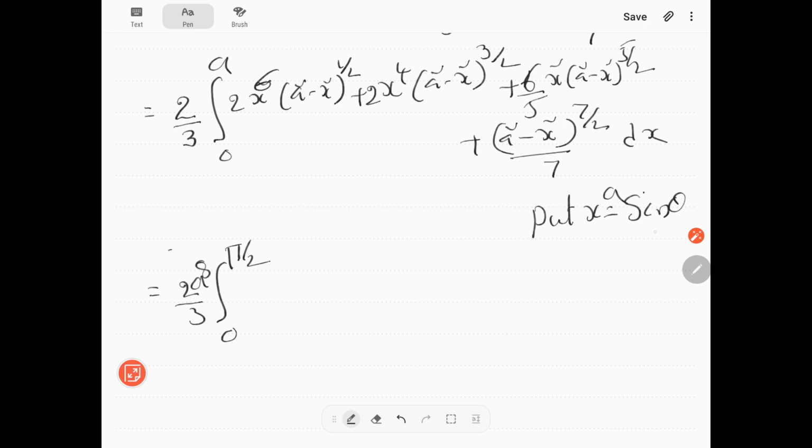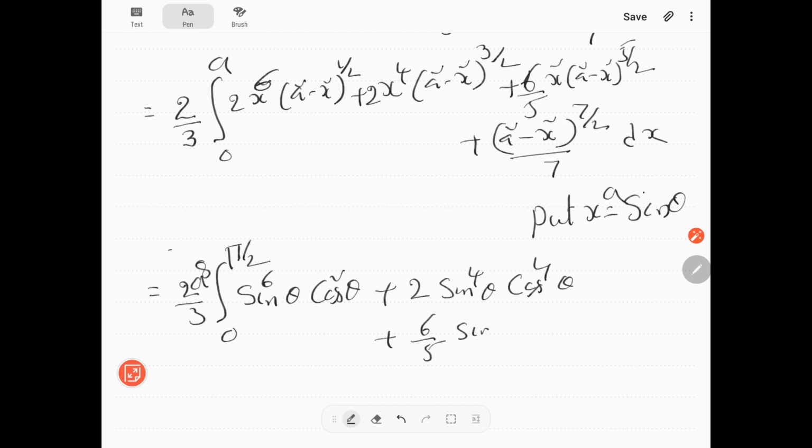So substitute x is sine theta. First here you will get sine power 6 theta into 1 minus sine square theta, that is cos square theta. This is cos theta, and in dx you will have another cos theta. So that you will have cos square theta. Plus here 2 times sine power 4 theta. It is cos square theta whole cube, that is cos cube theta, and here cos power 4 theta. And here plus 6 by 5 sine square theta in this term, and cos power 5 into cos, that is cos power 6 theta.